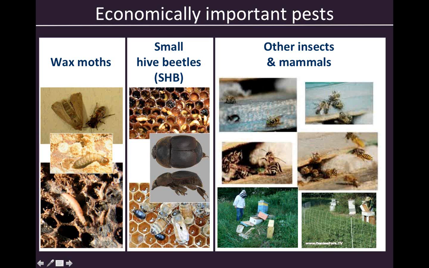So when strong, a colony just gets rid of the adults or keeps them secluded, but when weak, these adults reproduce very heavily and damage all the honey and pollen crop in the colony. And then you have other problems with insects and mammals, like wasps that try to go into hives and usurp or rob colonies.